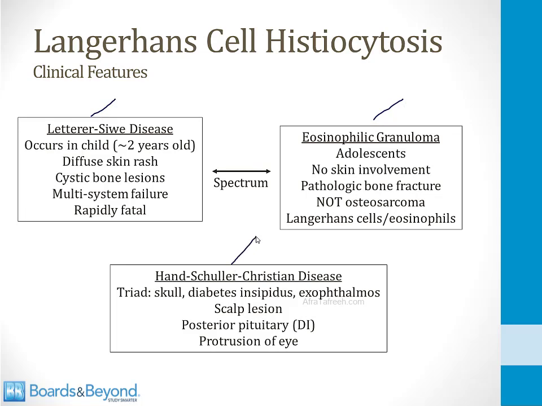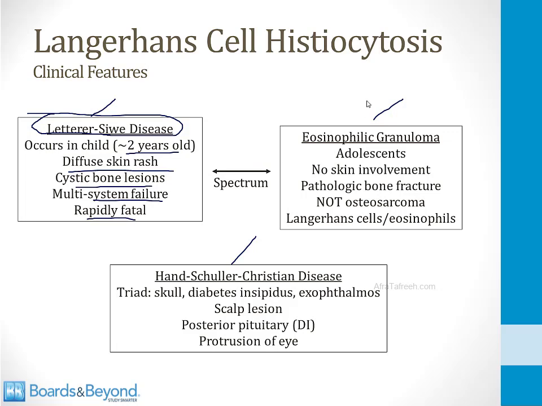So we'll talk about the symptoms of all 3 forms of Langerhans cell histiocytosis, but it's hard to remember these, and just keep in mind that these all occur in children and they all involve the skin and the bones. The most severe form of the disorder is called Letterer-Siwe disease, and this occurs in very young children, usually about 2 years of age. They develop a diffuse skin rash and cystic bone lesions. It progresses to multi-system failure and it is rapidly fatal.